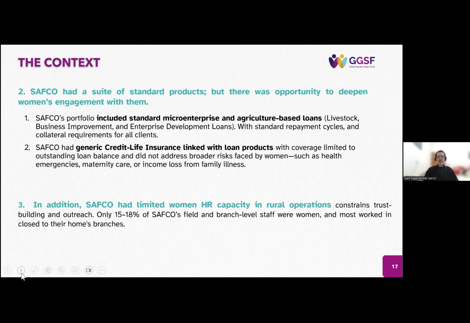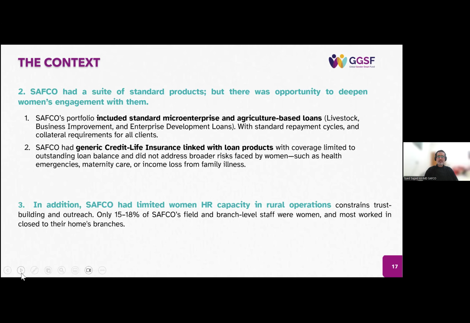We also had some social safety net product in terms of insurance, but it was focused only on life, which is covering the loan portfolio of the institution. It is not supporting the borrowers when they are facing shocks, particularly at the climate level, and the women face challenges in emergencies like maternity care and losses from family illness so far.